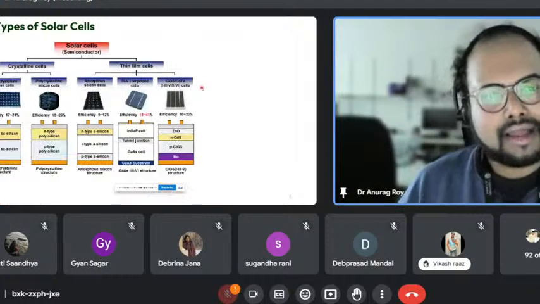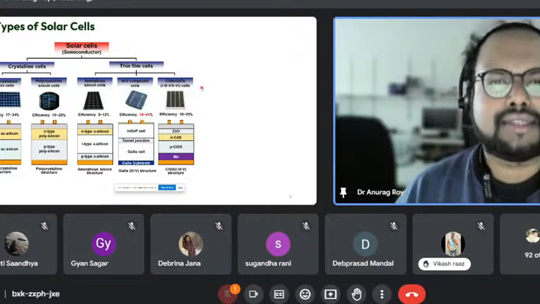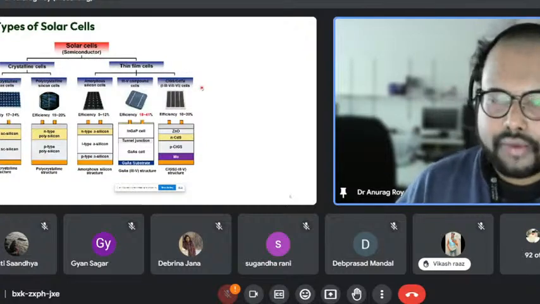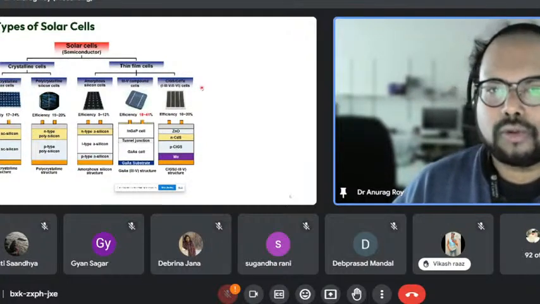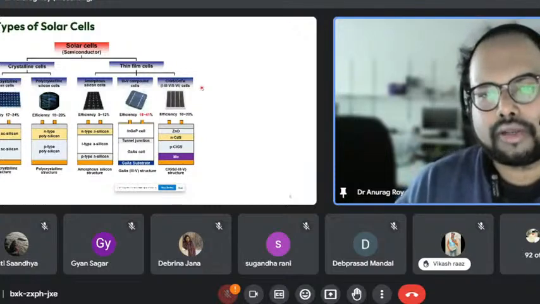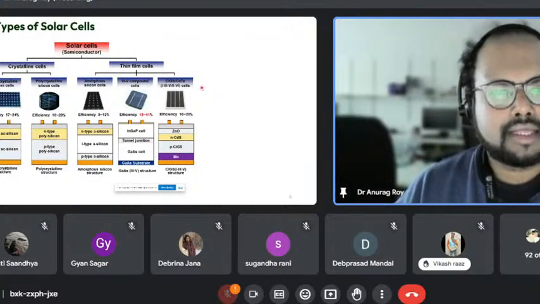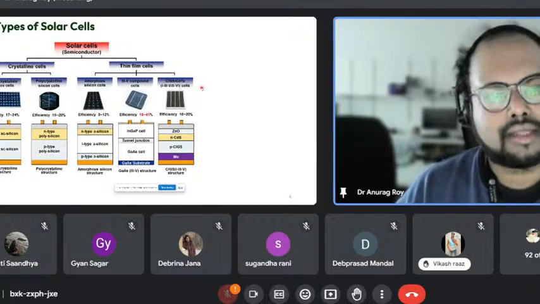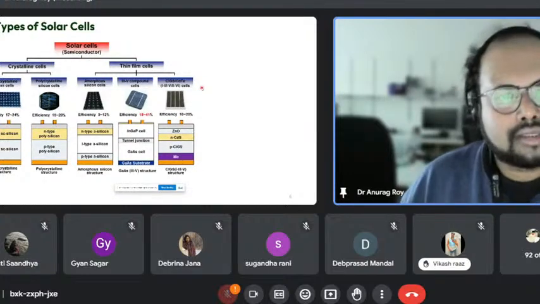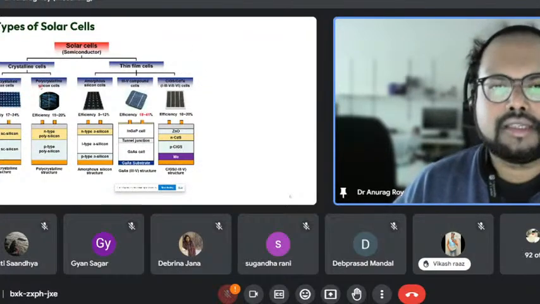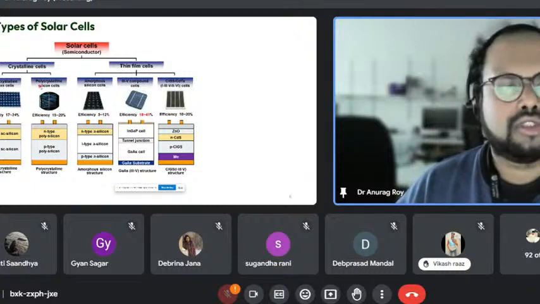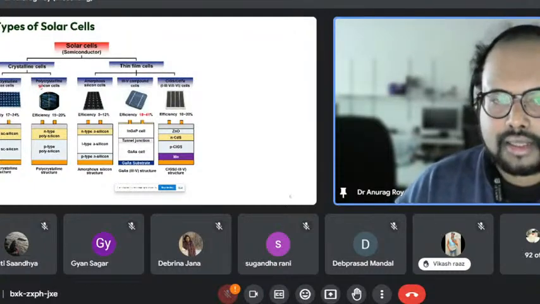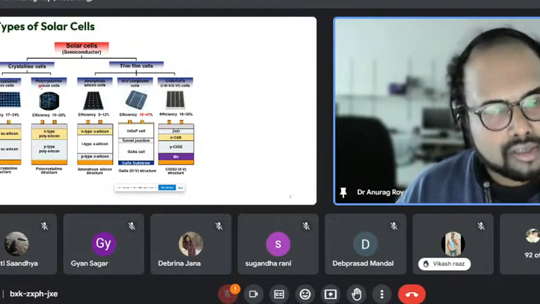So what are they? Solar cells are basically a semiconducting material which can conduct current and at the same time create some voltage, and due to that you get some current, right? Mainly there are two types. One is the crystalline cells, another is the thin film cells. What are the crystalline cells? Crystalline cells are divided into two categories: first is the monocrystalline cells and second is the polycrystalline solar cells.